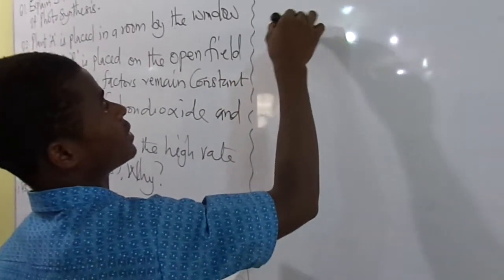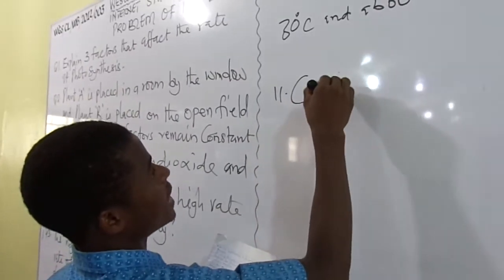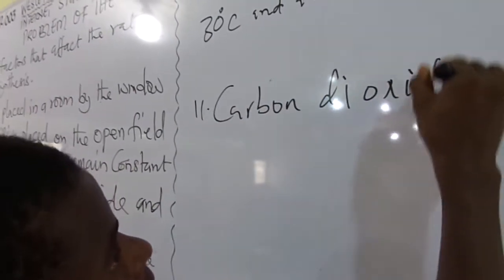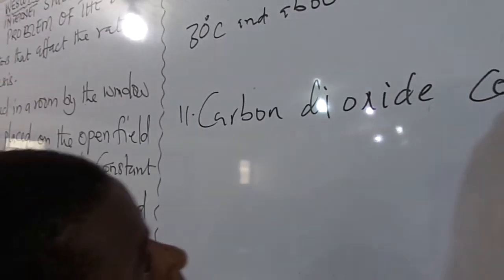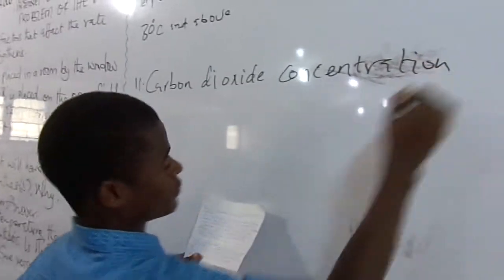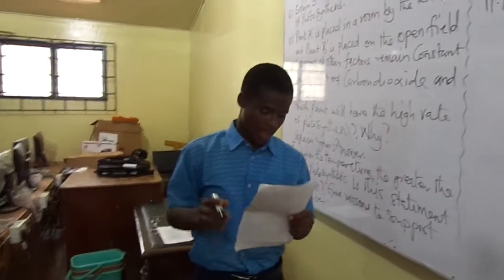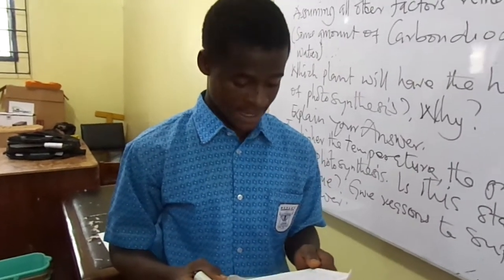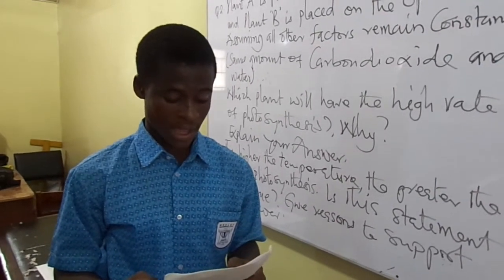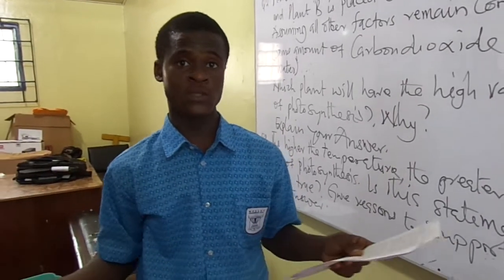The second factor is carbon dioxide concentration. Carbon dioxide is one of the requirements for plants to photosynthesize. When the concentration of carbon dioxide in the atmosphere is very high, it enables plants to absorb adequate carbon dioxide to aid the plant in photosynthesis.